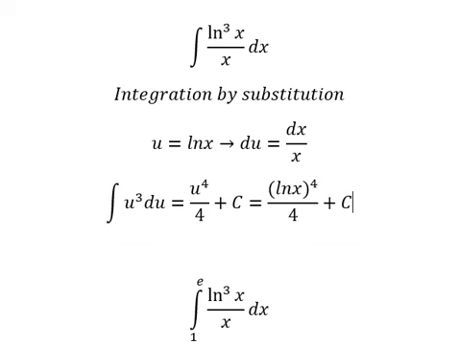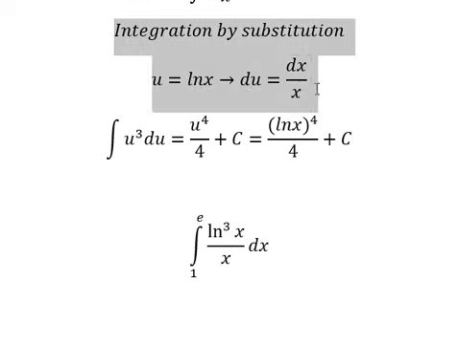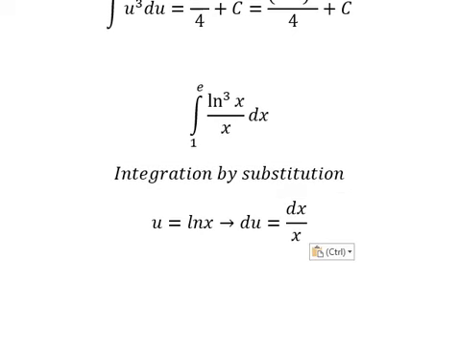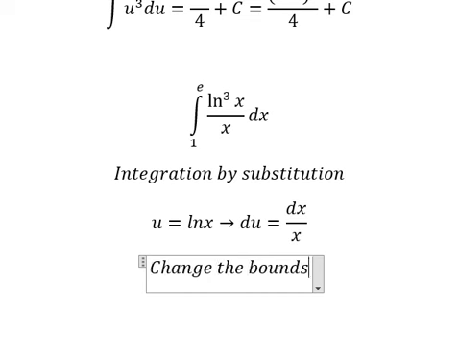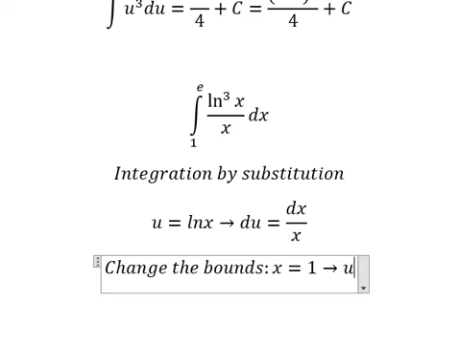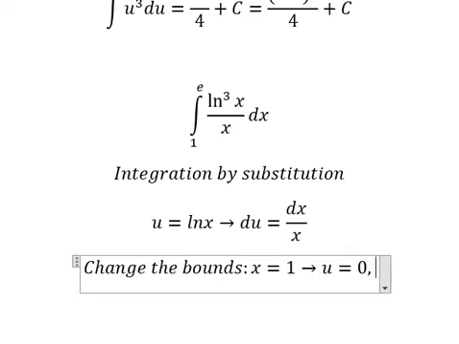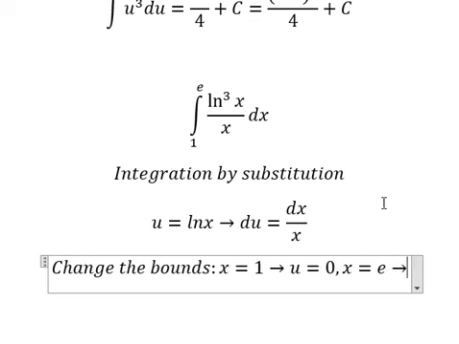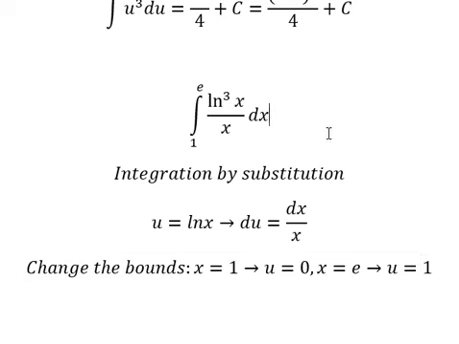Now for the second one, we use the same technique, but for this one we need to change the bounds. When x equals number 1, so when we put number 1 in here, u equals number 0. When x equals e, we put e in here, so u equals number 1.